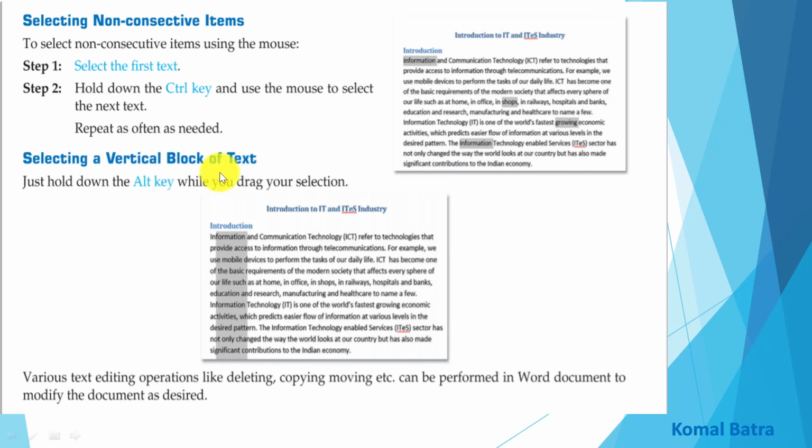If you want to select a vertical block of text like this, then press the Alt key.